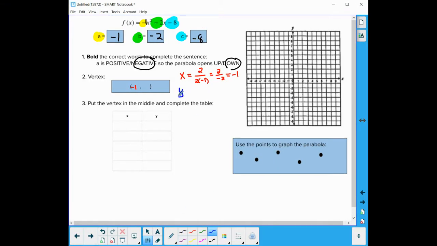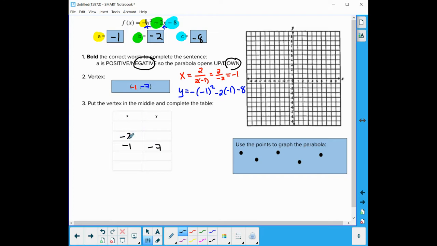To find the y coordinate, I'm going to take this function, and where I see x, I'm going to put negative 1 in parentheses. So it's negative parentheses negative 1 squared minus 2 times parentheses negative 1 minus 8. So I literally just rewrote this whole function, but instead of x's, I put parentheses around the x coordinate I just got. So if I put that into my Desmos, I'm going to get out negative 7. So my vertex is negative 1, negative 7.